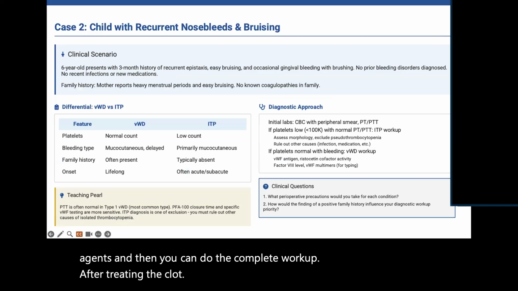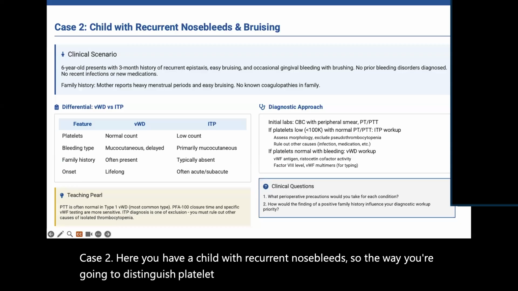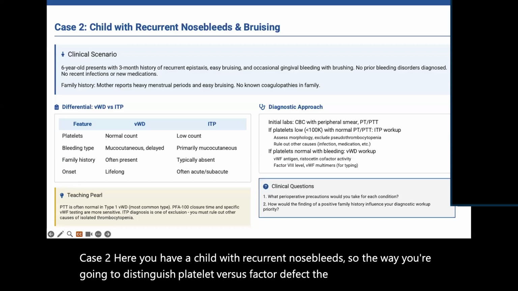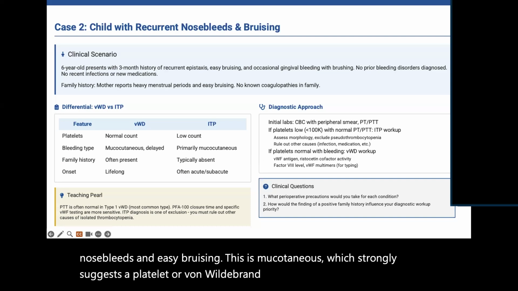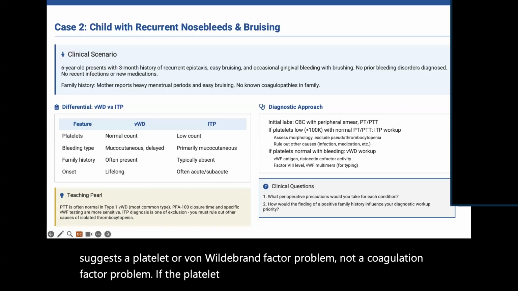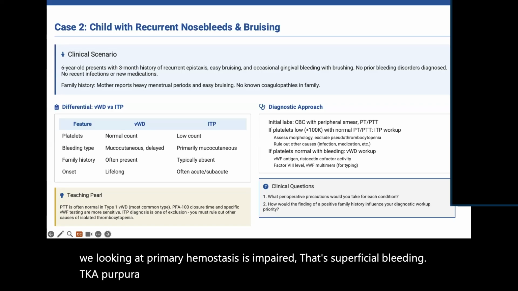Case 2 here, you have a child with recurrent nosebleeds. The way you're going to distinguish platelet versus factor defect: the child with recurrent nosebleeds and easy bruising, this is mucocutaneous, which strongly suggests a platelet or von Willebrand factor problem, not a coagulation factor problem. If it's a platelet disorder, is it quantitative or qualitative? Is primary hemostasis impaired? That's superficial bleeding, petechiae, purpura, mucosal bleeding.